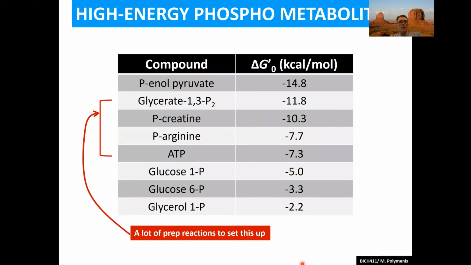So if we go back to our scheme of how the high energy phosphometabolites are used in cells, we have ATP somewhere in the middle. This is the delta G under standard conditions. So is it really a high energy compound, the glycerate 1,3-bisphosphate? Yes. So the differential will be negative to make ATP. So you need to be above ATP, let's say, to be able to drive ATP synthesis in this case.